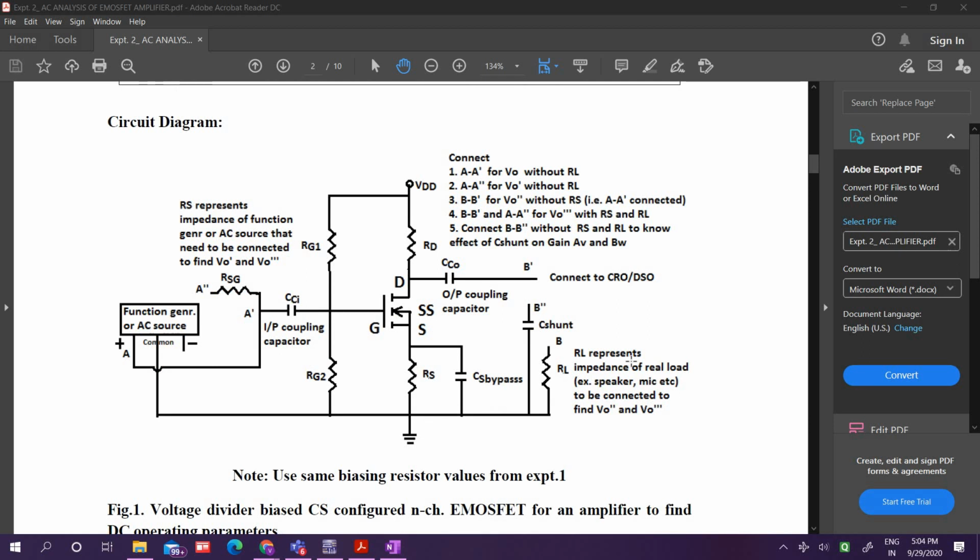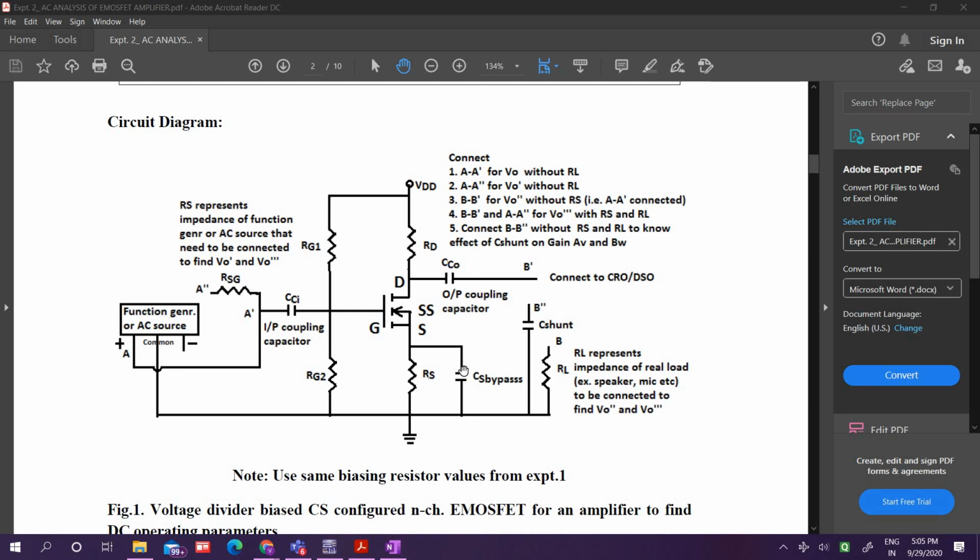So this is the circuit diagram. The main core of this circuit is simple and it is the same as experiment number 1. Only we connected some capacitors. This is CC1, this is CC2 and this is a bypass capacitor. The coupling capacitors CCI and CCO are called coupling capacitors. It means we are connecting the AC signal source to the amplifier. All the AC signal gets coupled with the input and with the output for getting the output on the CRO and DSO. So the coupling capacitors are only responsible to couple the AC input signal to the circuit.